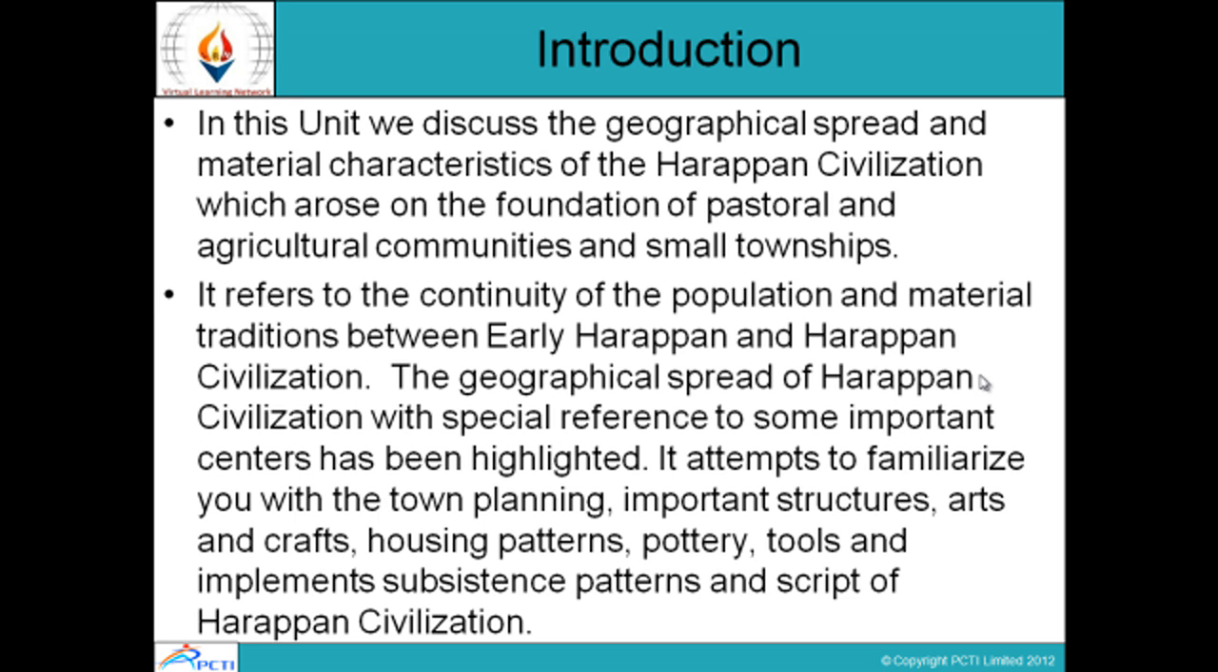It refers to the continuity of the population and material traditions between early Harappan and Harappan civilization. The geographical spread of Harappan civilization, with special reference to some important centers, has been highlighted. It attempts to familiarize you with the town planning, important structures, arts and crafts, housing patterns, pottery, tools and implements, subsistence patterns, and script of Harappan civilization.